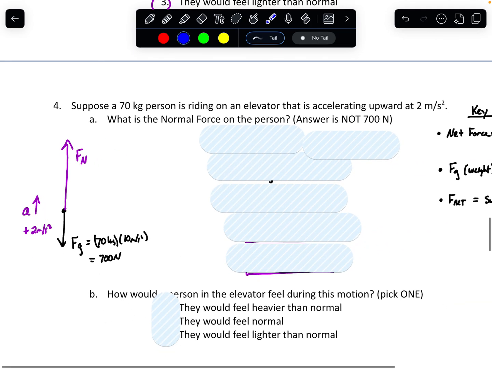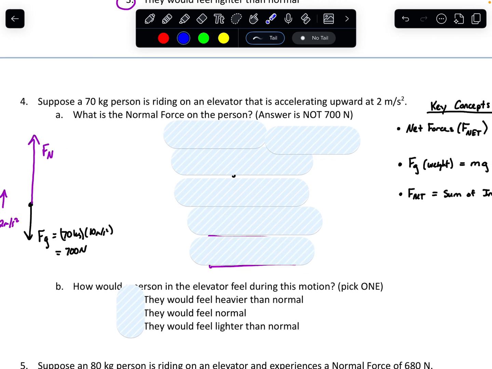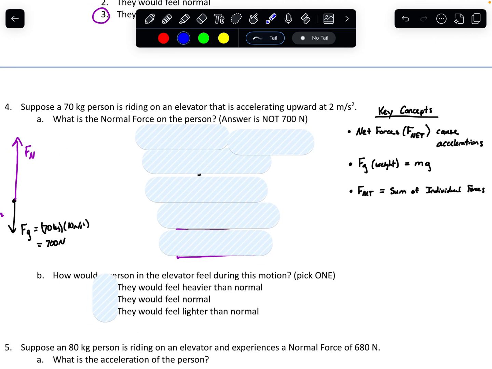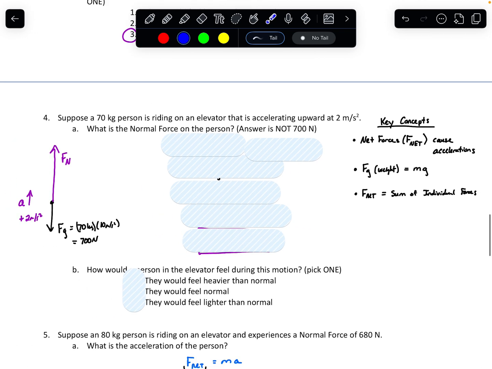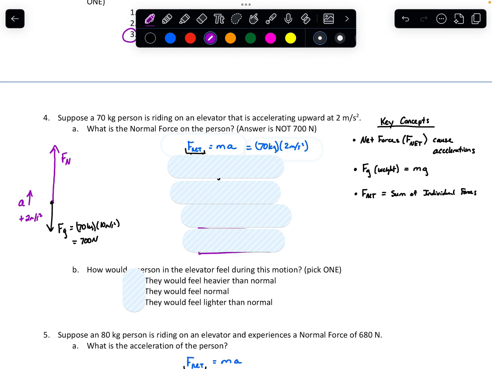So what are some key things to think about with this? Because I know the normal force is not 700. If it was 700, there would be no acceleration. So some key things to think about is that net forces cause accelerations. Therefore, when I see acceleration in the problem, I know I'm going to look for an equation of net force. And I also can find out what that net force is by taking the mass times the acceleration. In this case, it's 70 times a positive 2. So I know the net force in this case is going to be 140 newtons directed upwards.